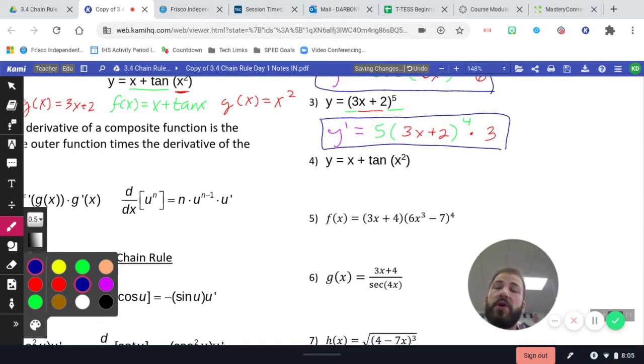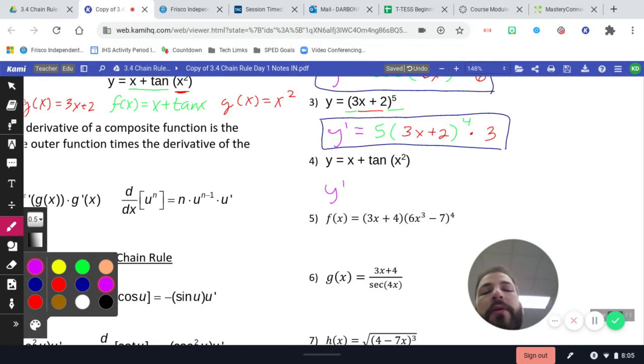Hopefully this is starting to make a little bit of sense. I know it's still kind of weird and new, but let's look at number 4. We have y equals x plus tan of x squared. Last time I said we have an outside and inside function with this one, but really I'm only applying the chain rule for my second piece. I can derive the first part completely on my own.